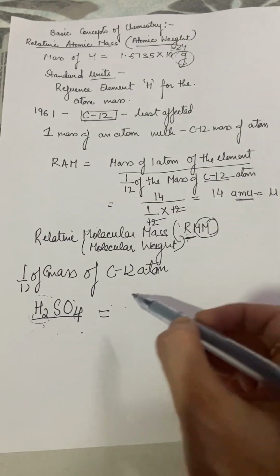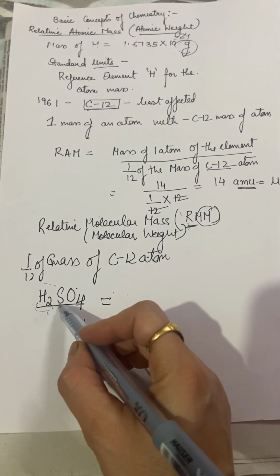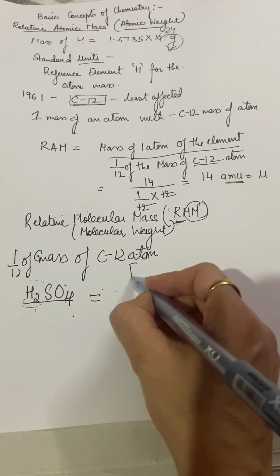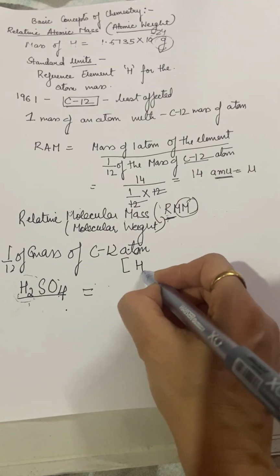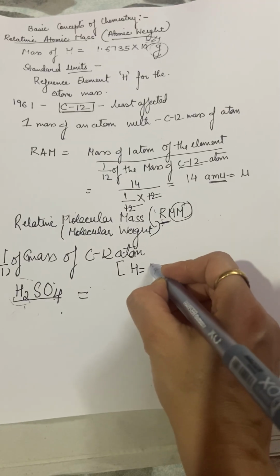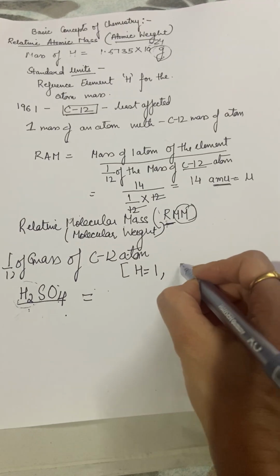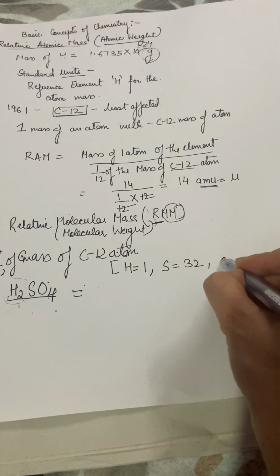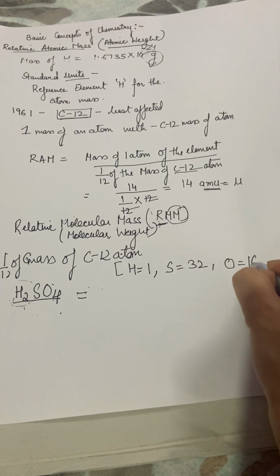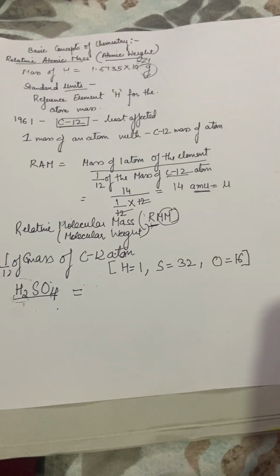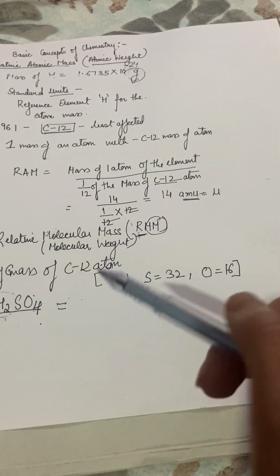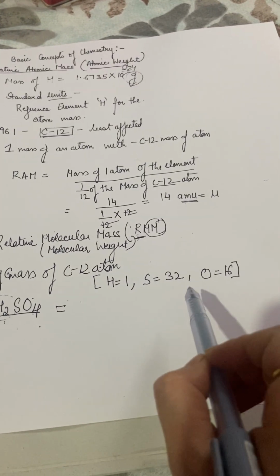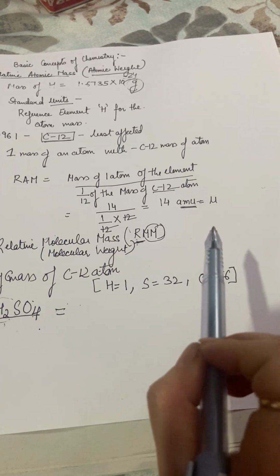For example, to find the relative molecular mass of sulfuric acid, I will first write the atomic mass of each element. What is the atomic mass of hydrogen? 1. Sulfur is 32, and oxygen is 16. Now many of you learn these atomic masses as such, but I will tell you one trick through which you can find the atomic mass of each element.